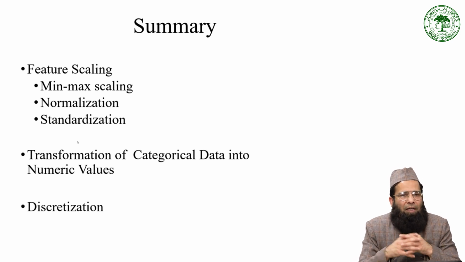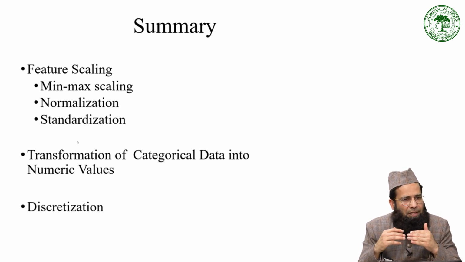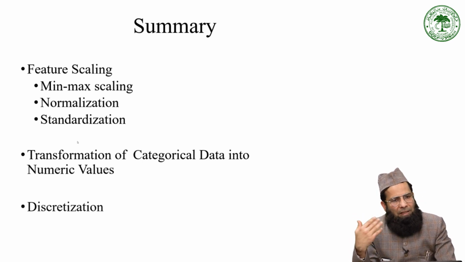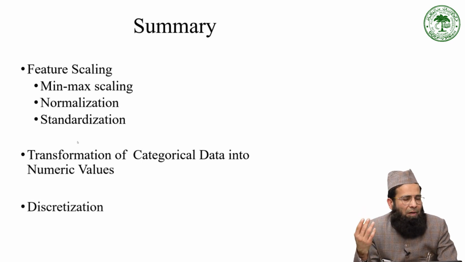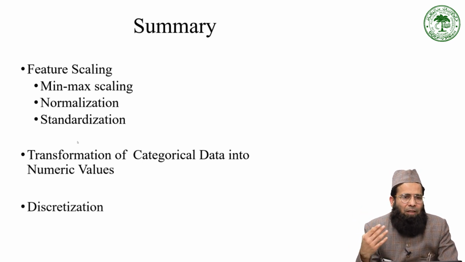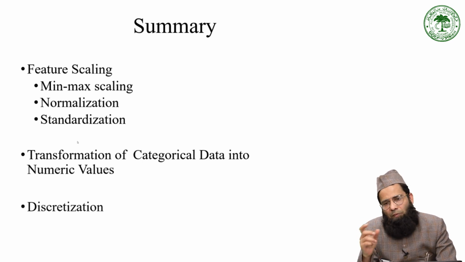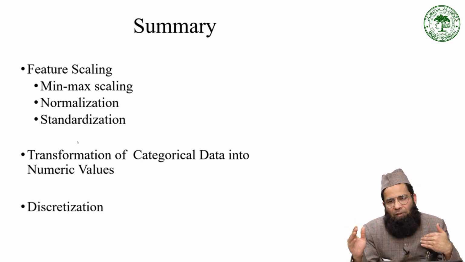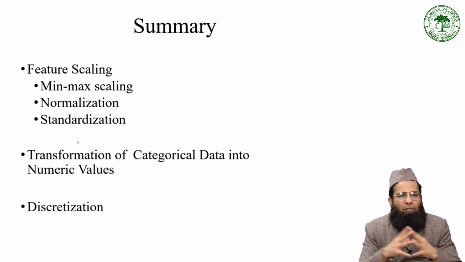Now I am summarizing what we have discussed till now. We discussed feature scaling, and in feature scaling we discussed min-max scaling, normalization, standardization. Then we also discussed transformation of categorical data into numerical values. We saw one hot encoder and ordinal encoder. Similarly, we discussed discretization, which we can perform by creating different bins, right? So we need to identify different ranges of values so that we can create different bins. On the basis of that, we will perform the discretization.